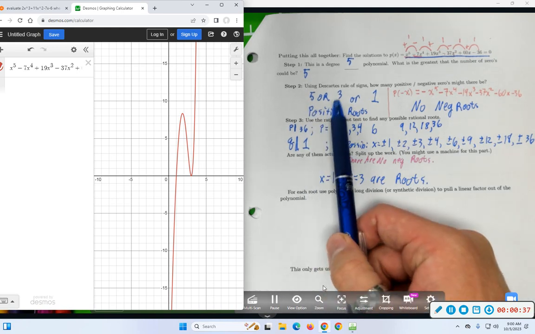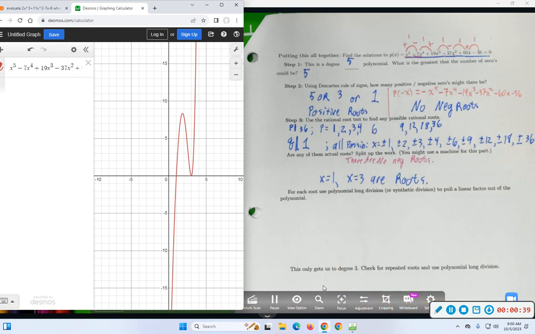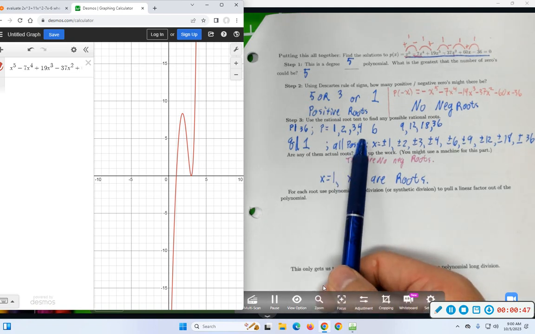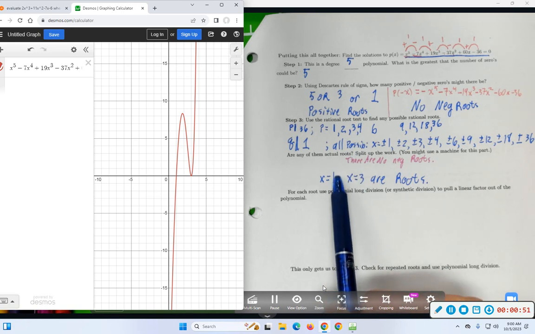There could be 5 or 3 or 1 positive roots. There won't be any negative roots. Again, we have to count with multiplicity for Descartes' rule of signs. We found a complete list of candidates to be rational roots, and we found 2 of them actually are: x equals 1 and x equals 3.